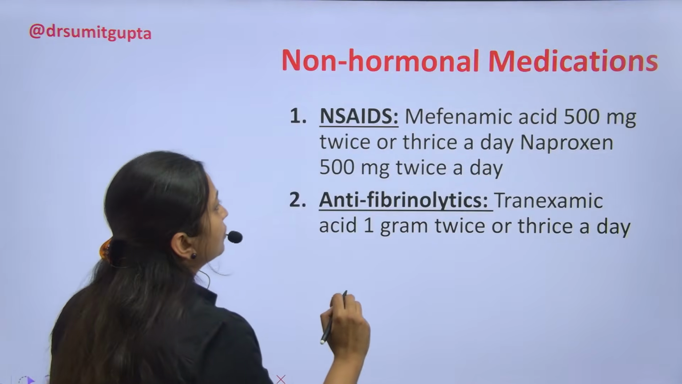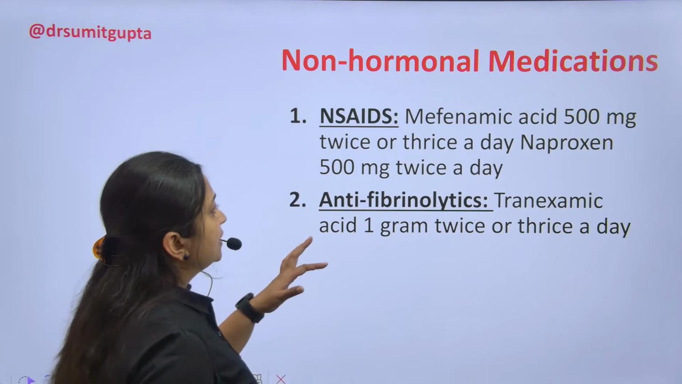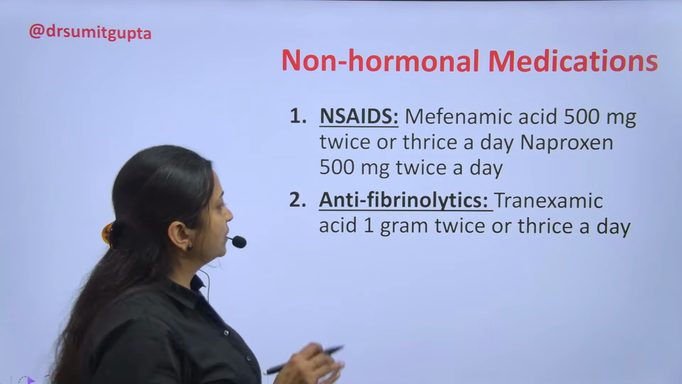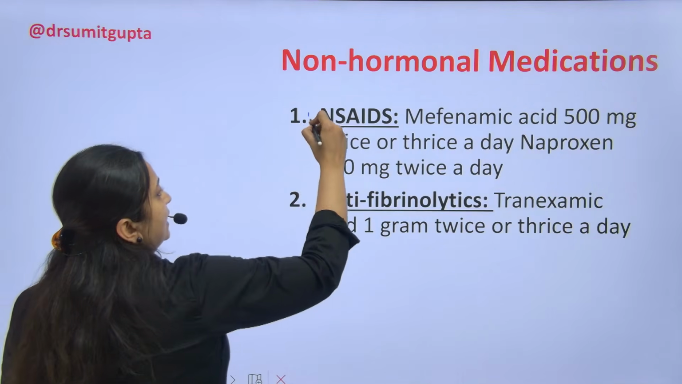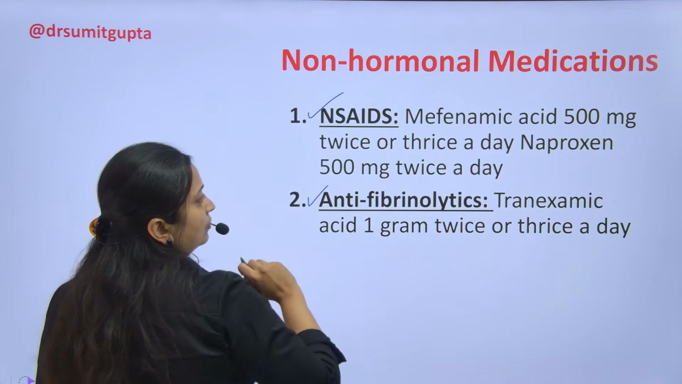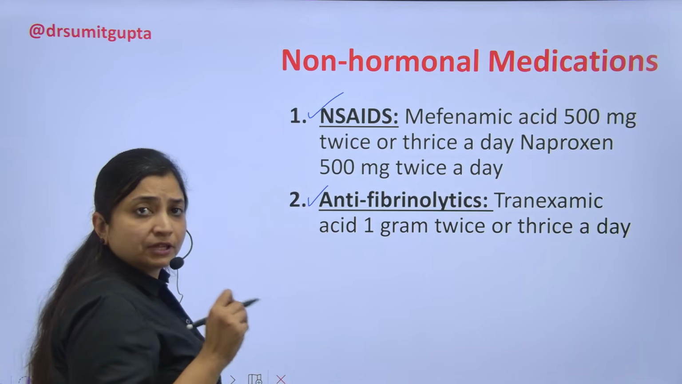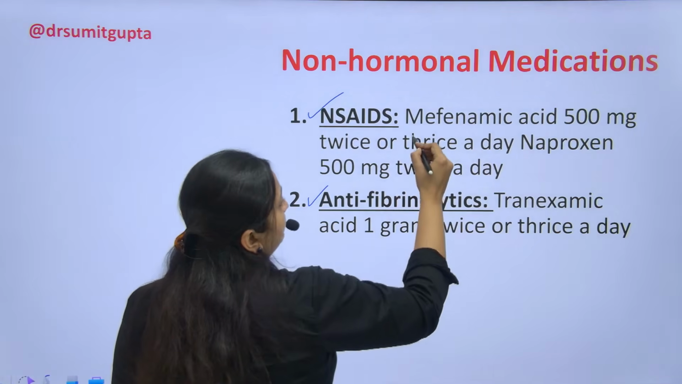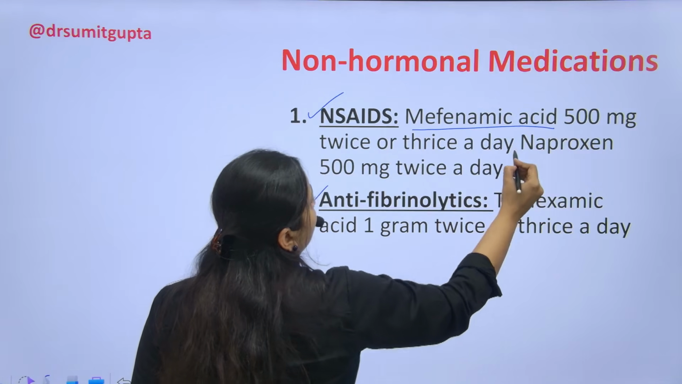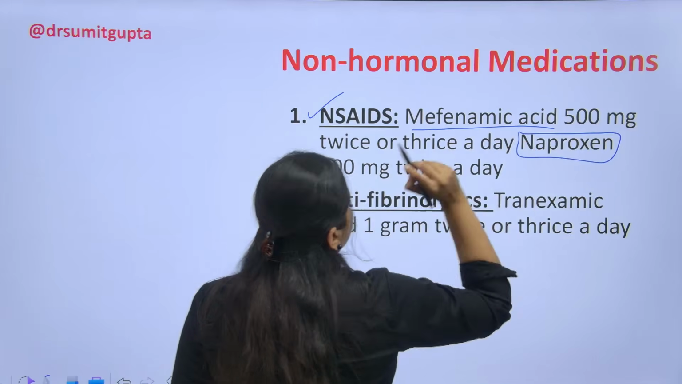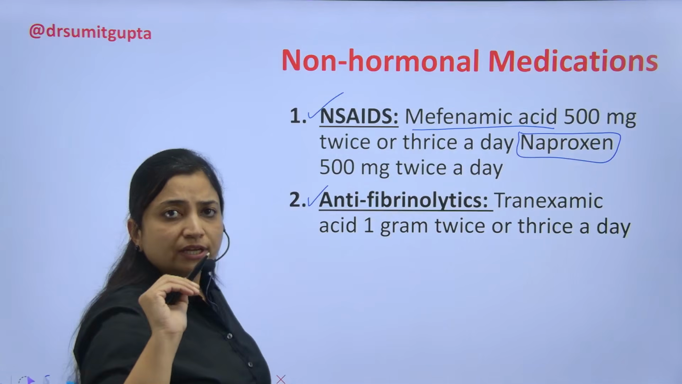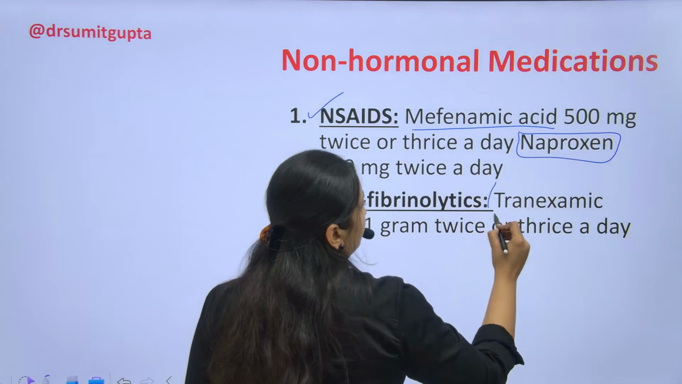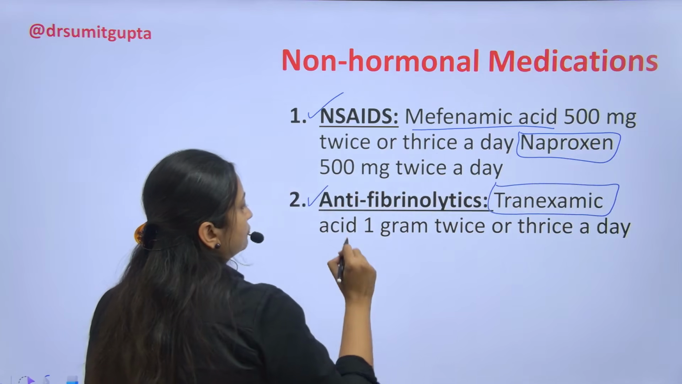Now, non-hormonal medications, as I told you, there is a whole spectrum of medications. The basic management always starts with NSAIDs and antifibrinolytics, and then if both of them don't work, then we add hormonal management. Generally, mefenamic acid or naproxen are the drugs of choice to be used in AUB. Antifibrinolytics, as I told you, tranexamic acid is now the drug of choice.